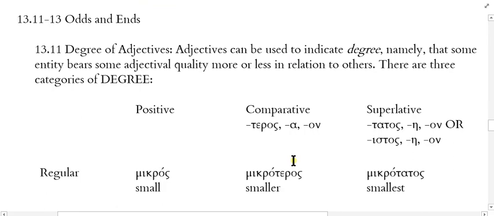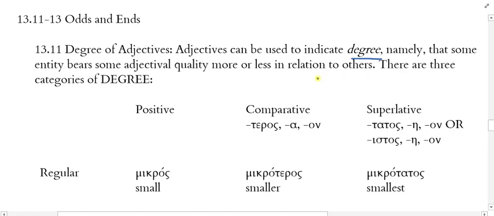Now, 13.11 through 13 are just some odds and ends that Mounce introduces you to. So I'm going to give you a little bit more detail here, just slightly more on some of these matters. So 13.11, we have this matter of degree of adjectives. What do I mean by that? Adjectives can be used to indicate degree, namely that some entity, some participant in the discourse, bears some adjectival quality more or less in relation to others.